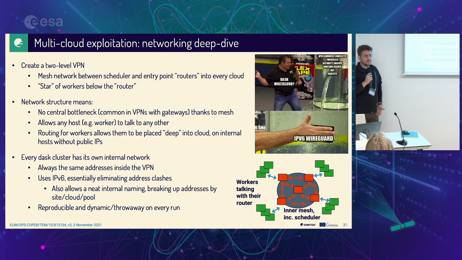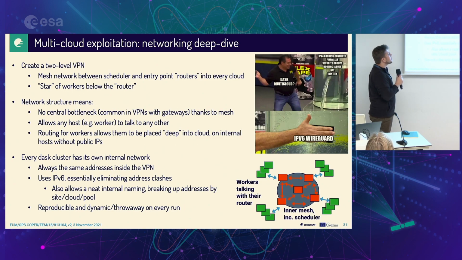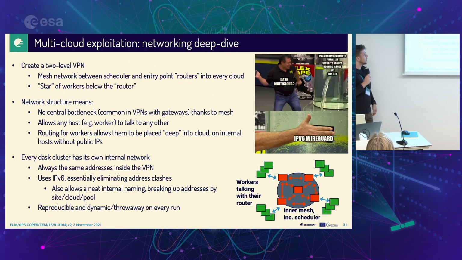So it will give you the advantage of having a separated VLAN. And this is actually the next bullet point. Every Dask cluster has its own internal network, so that they will not rely on the subnets that you have. It will always get the same addresses inside of the VPN, so it's easier for you to remember which node is where.